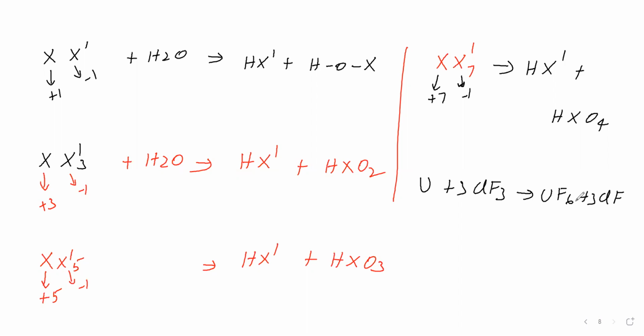What is the use of this? Naturally available uranium contains uranium-235 and uranium-238. Uranium-235 is required in atomic power stations for nuclear fission. So we want uranium-235, but naturally available uranium contains a smaller percentage of 235 and a larger percentage of 238. So we make the naturally available uranium go for fluorination, and we get UF6. The lighter one will diffuse faster, the heavier one will diffuse slower. Therefore, we can enrich uranium-235. It is moving faster, therefore we can separate uranium-235 from this.